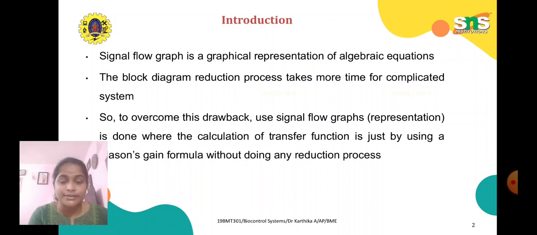Graphical representation is done where the calculation of transfer function is just by using Mason's gain formula without doing any reduction process. We simply apply the steps in signal flow graph and we'll calculate the transfer function with the help of Mason's gain formula. It is a simple thing. So we'll go with signal flow graph instead of block diagram.